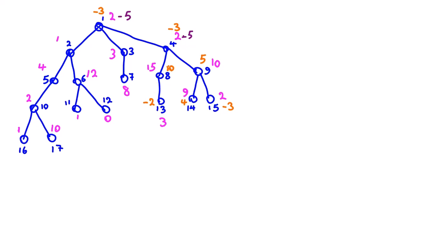15 minus 5 is 10. 3 minus 5 is negative 2. 8 minus 5 is 3. 1 minus 5 is negative 4. 4 minus 5, negative 1. 12 minus 5, 7. 2 minus 5, negative 3. 1 minus 5, negative 4. 10 minus 5 is 5. 1 minus 5 is negative 4. And 0 minus 5, negative 5.